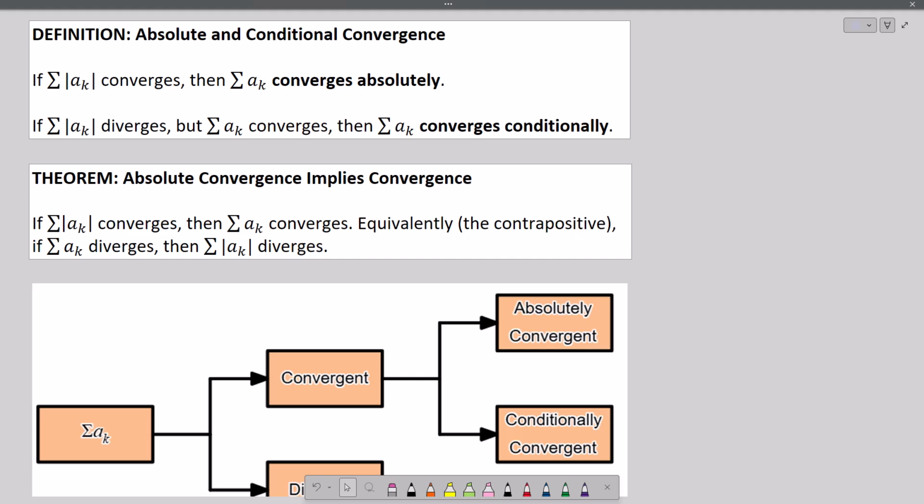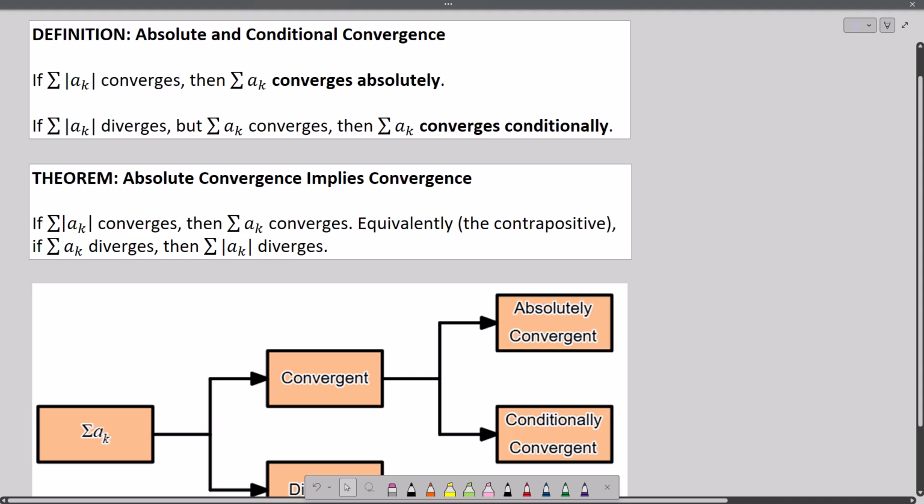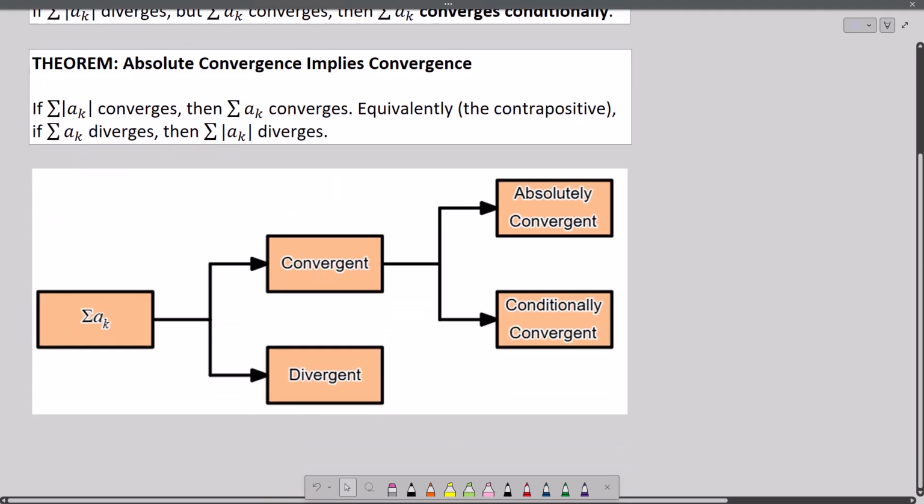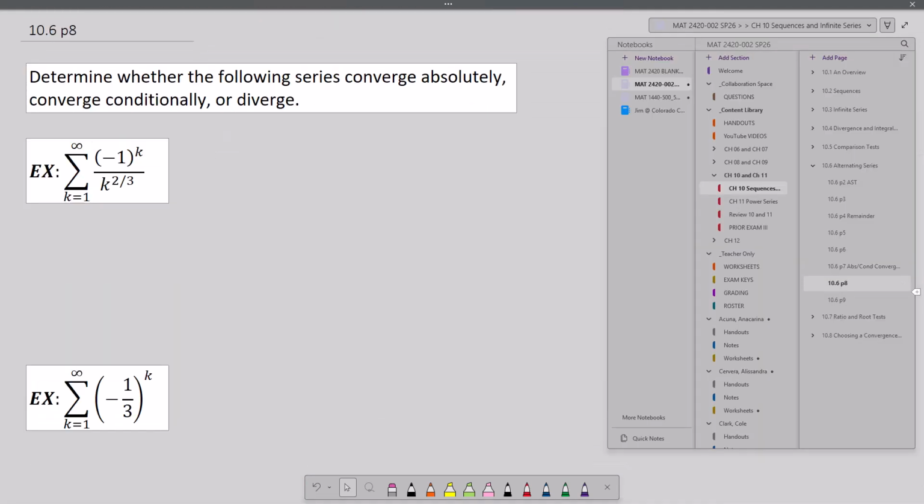And the contrapositive of that says if you have a series that diverges, if you put in the absolute values, it still diverges because you're making it worse. Because everything's now positive, so that's going to be the biggest the possible sum could be. So let's look at a couple examples and try to wrap our heads around this.